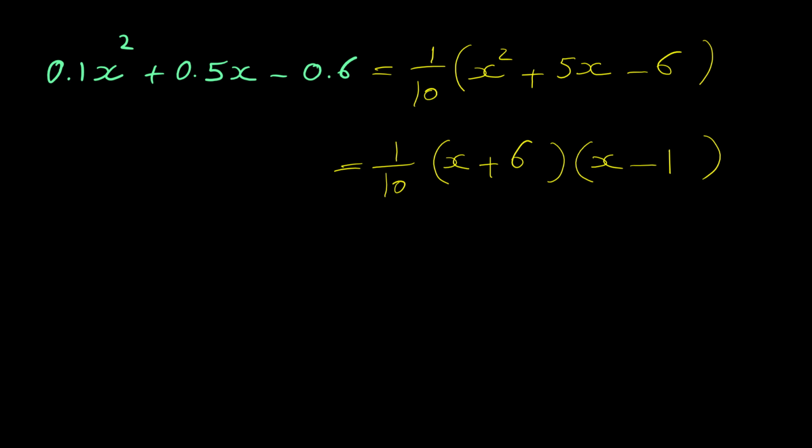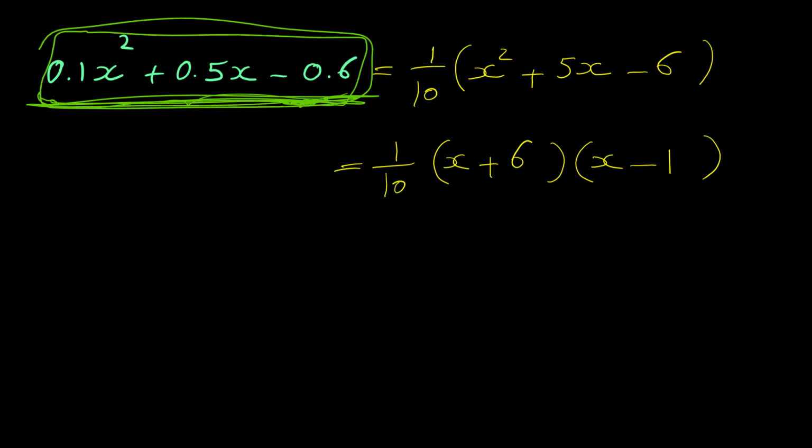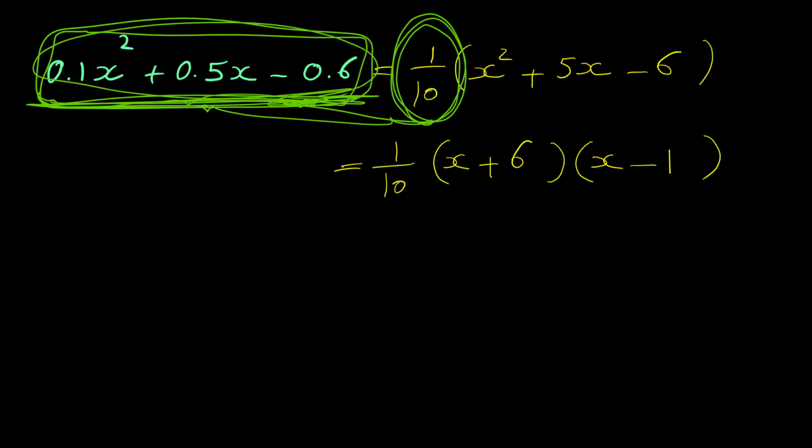As you can see, this method is much easier than factoring 0.1 or something like that. The method that we use in this video is that we multiply the expression by a number, and then the reciprocal of that number, which we multiplied the expression by, we put on the outside of the bracket.